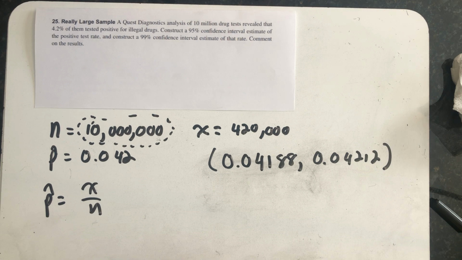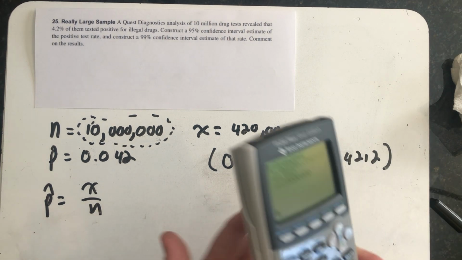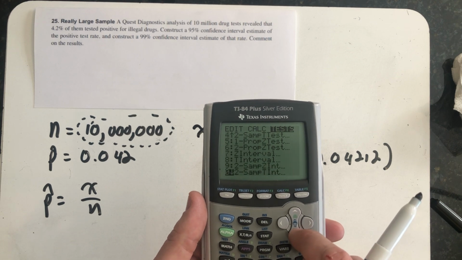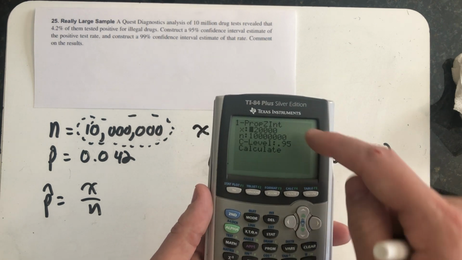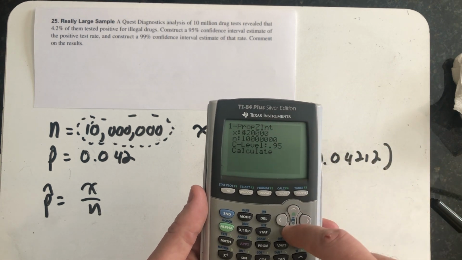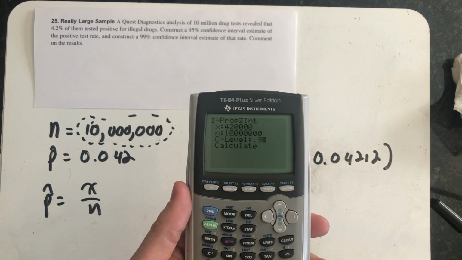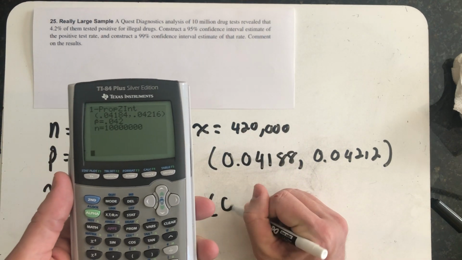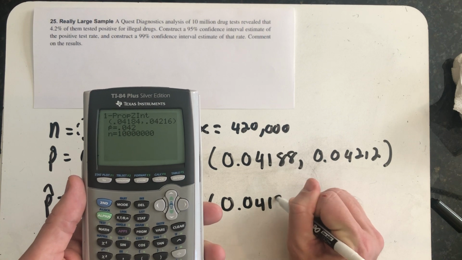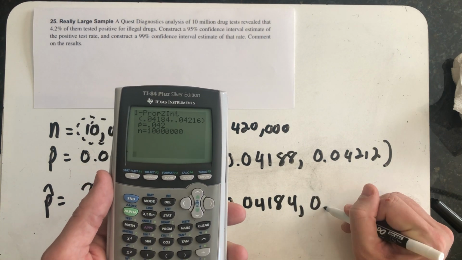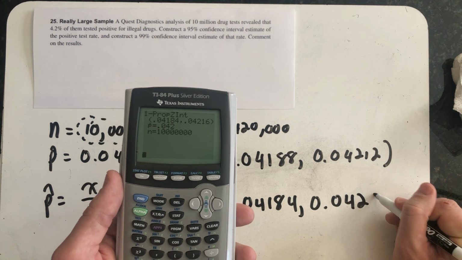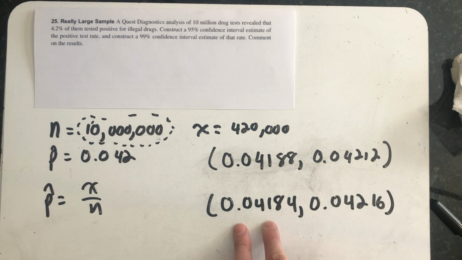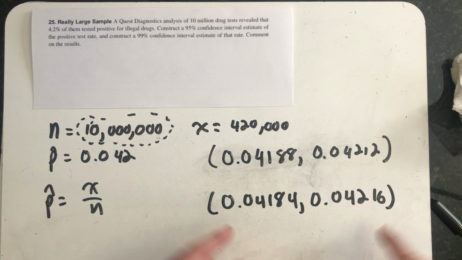So now let's construct the 99% confidence interval. We hit stat, we go back over to tests, and still go down to 1-PropZInt. This doesn't change, the sample size doesn't change, but the 0.95 becomes a 0.99. Go down to calculate. And to be more certain, my interval has to be larger. And well, this is larger, right? My endpoints go farther away from each other. This is a lower number and this is a higher number, but they're still really close together.